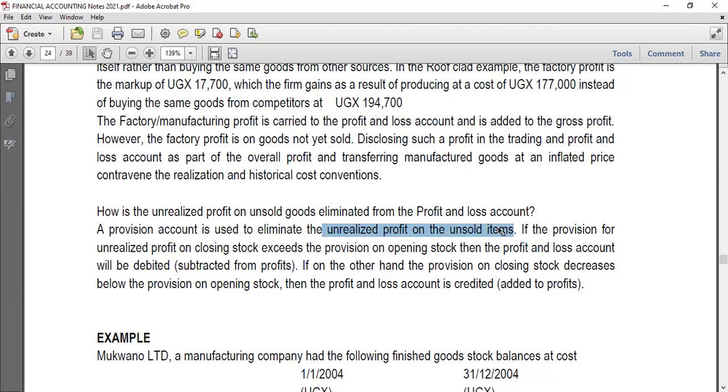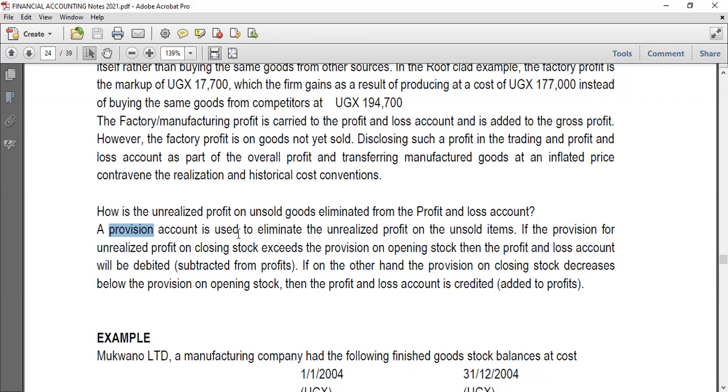Now, some of you have come across the word provision. And provision, we've looked at in the previous classes, we've looked at provision for depreciation, which is also your accumulated depreciation. We've looked at provision for accounts receivable, which is provision for bad debts as well, okay? Now, right here, we also have what we call the provision for unrealized profits, basically the profit that we've not yet realized on our unsold items. Okay, so they're saying a provision account is used to eliminate the unrealized profit on the unsold items.